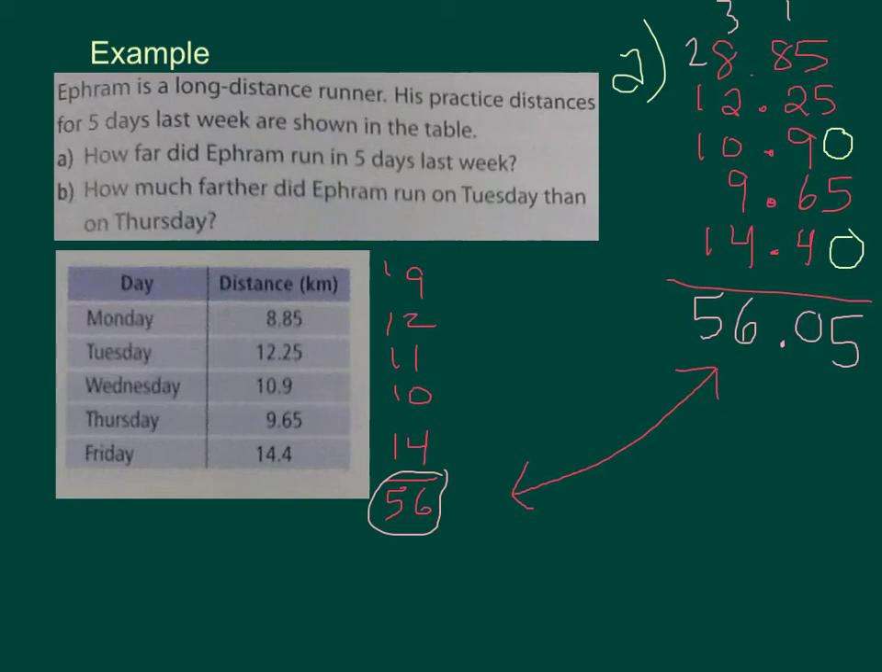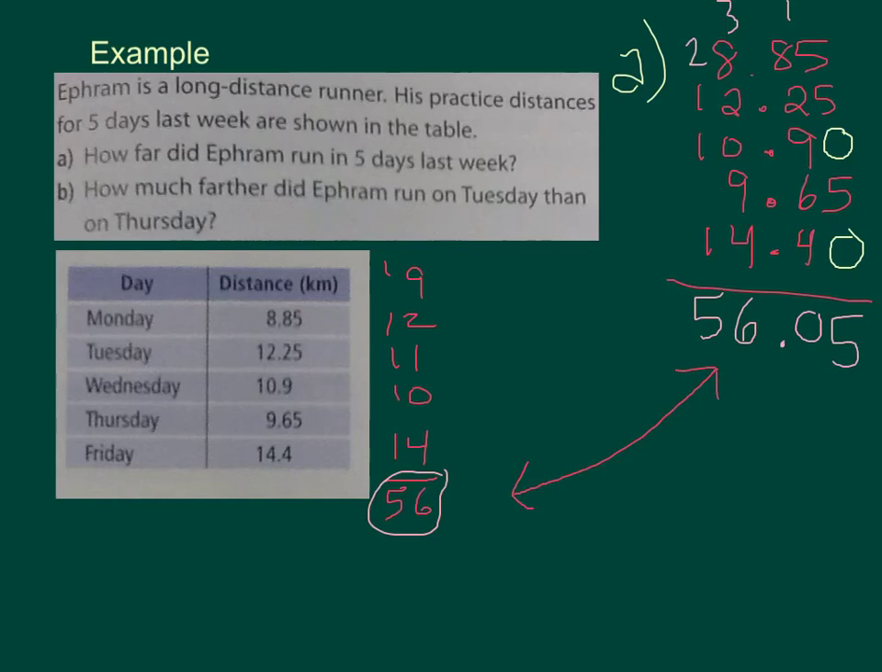And just to confirm, is this answer close to this answer? Yes, it is. It's relatively close, so I know that my estimation was right on, and I know that my decimal is more than likely in the right spot, and that I probably lined it up correctly. If my decimal was in a different spot, that should be kind of a red flag to me that I need to relook at where that decimal is.